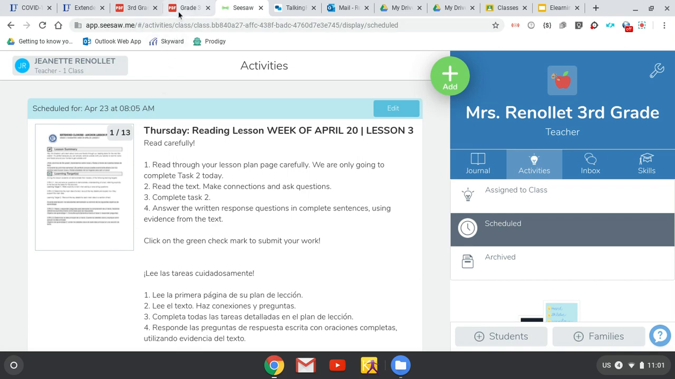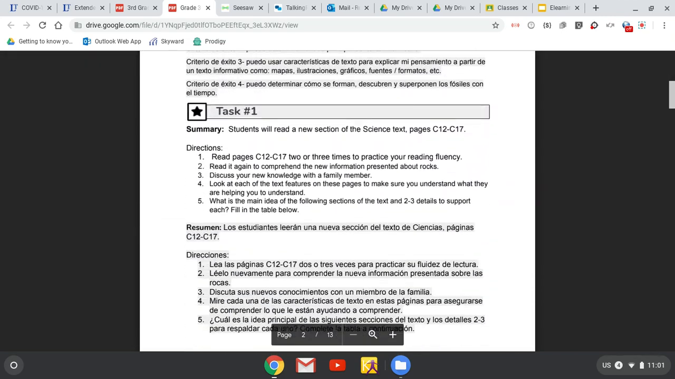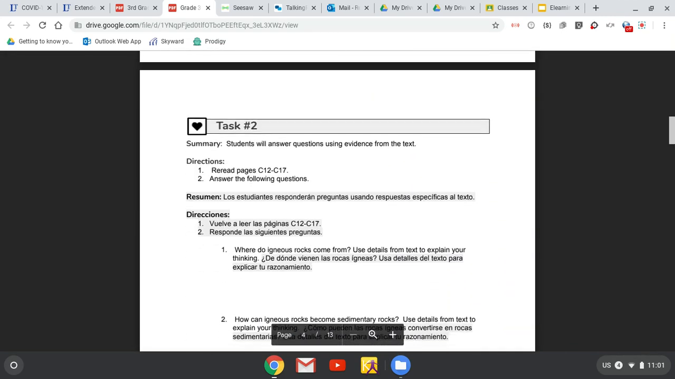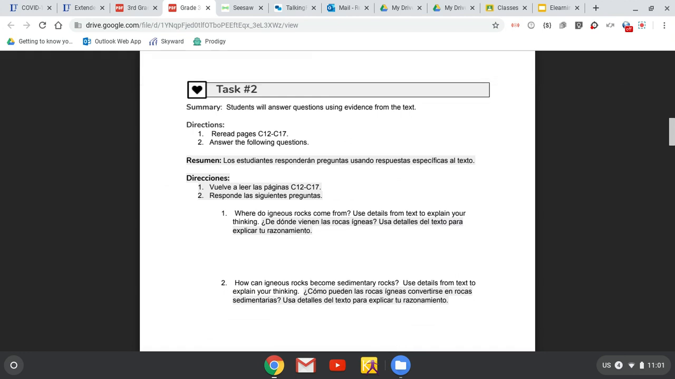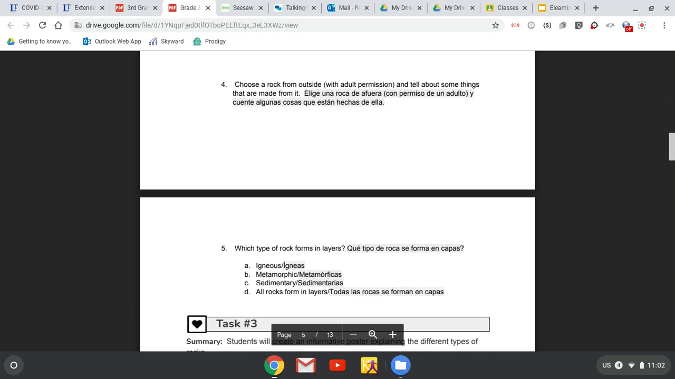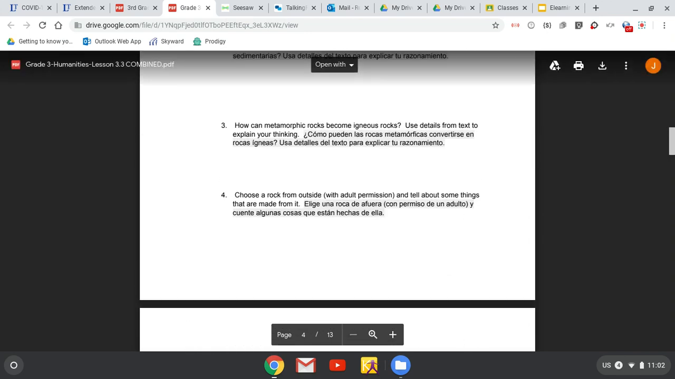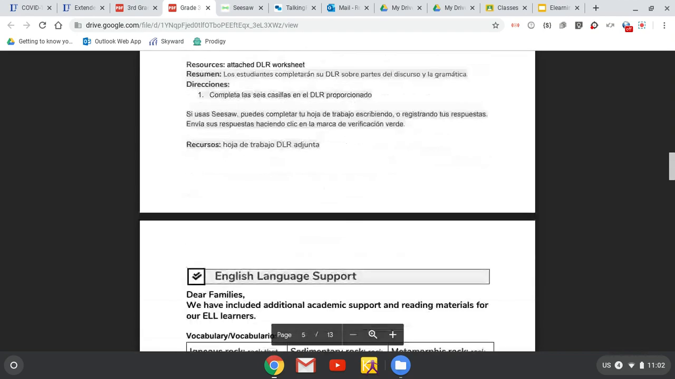Let's look at that task together. If you're working on Seesaw or if you're working on paper, I only want you to do task 2 today. So find your directions for task 2 and read them carefully. It asks you to read pages C12 through C17. Then answer the following questions. Here are the questions: 1, 2, 3, 4, and 5. Okay? So today you're going to read the text and answer these 5 questions about rocks and minerals.